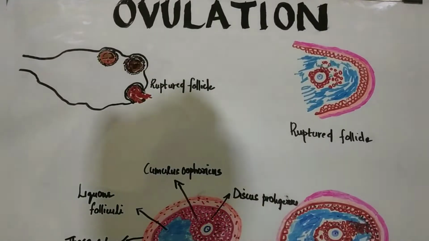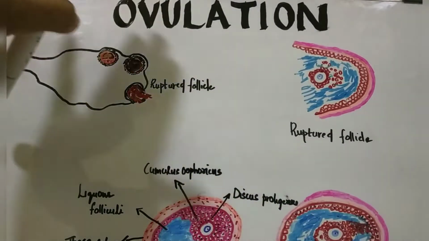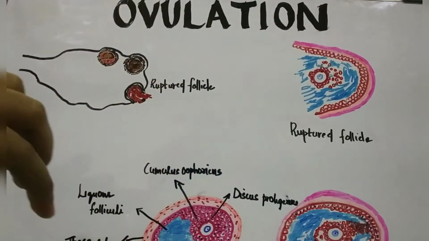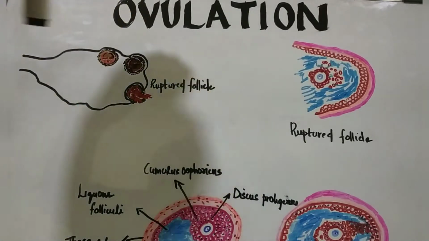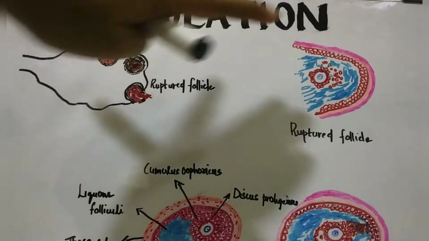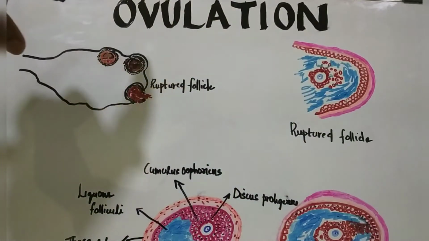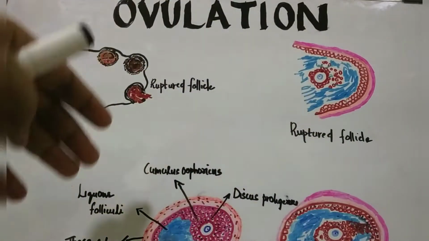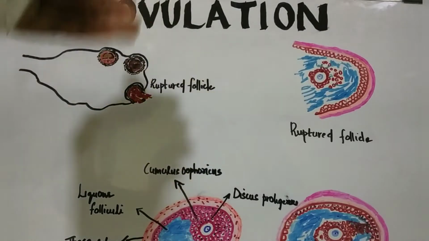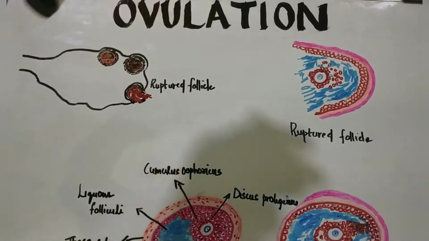So today we will discuss ovulation. In the last class, we already discussed the first phase of the ovarian cycle, that is the pre-ovulatory phase, in which the follicle matures and forms the Graafian follicle. So today we will discuss the second phase of the ovarian cycle, that is ovulation. It is a process by which the mature follicle ruptures and the secondary oocyte is released. So today we will discuss more about it.